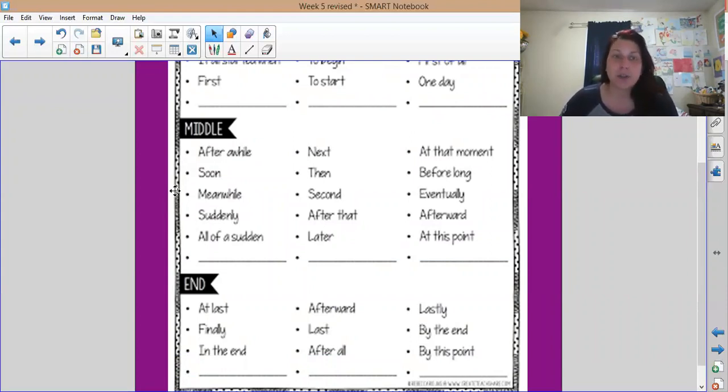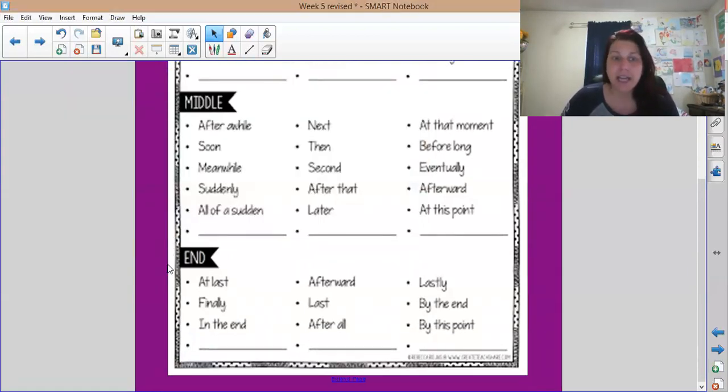As we get through the middle or the thick of a story, we may see or recognize many of these words or phrases that are familiar to us. After a while, soon, meanwhile, suddenly, all of a sudden, next, then, second, after that, later. We've used a lot of these, are pretty common. At that moment, before long, eventually, afterward, and at this point. So a lot of those take place in the middle of the story as the events are unfolding.